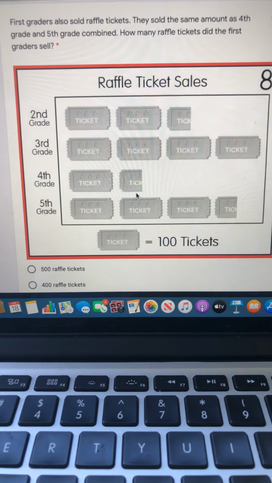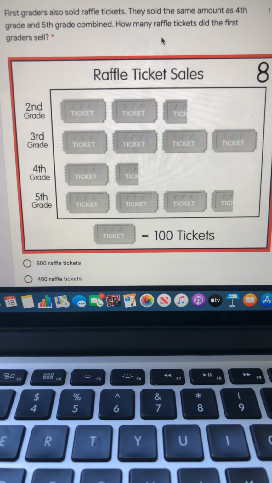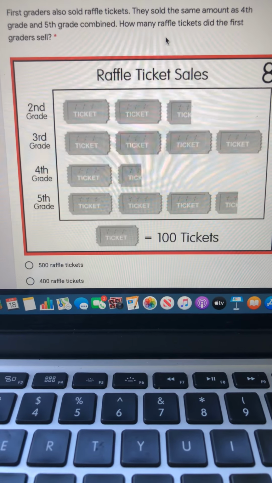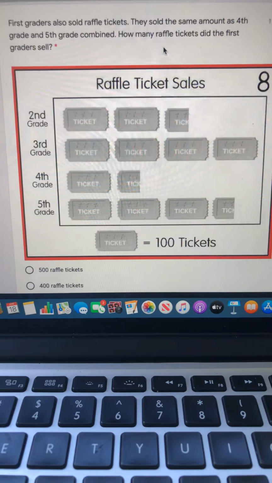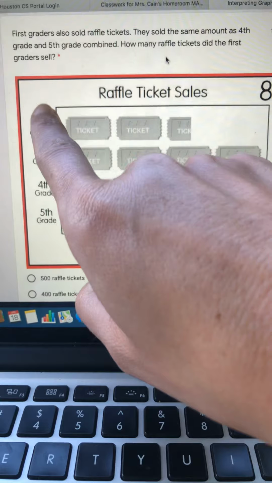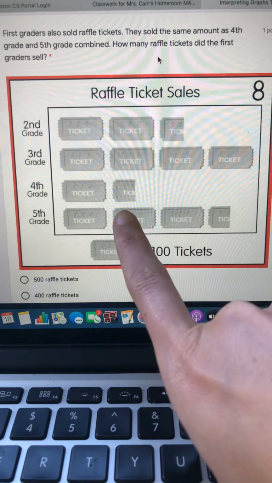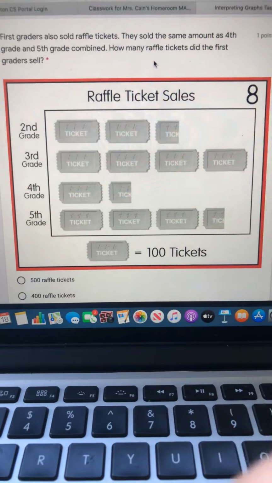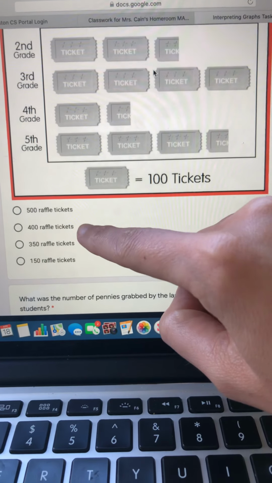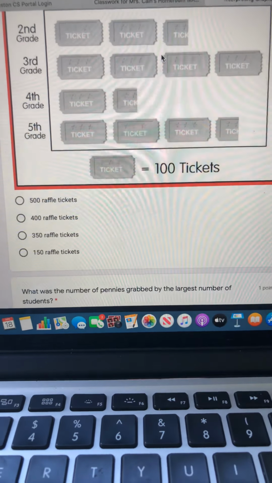I'm sorry, I read that question wrong. Let me read it one more time. 1st graders also sold raffle tickets. They sold the same amount as 4th grade and 5th grade combined. How many raffle tickets did the 1st graders sell? So you know that 1st graders is not on this graph, but they sold the same amount as 5th grade and 4th grade sold combined. So does that mean that 1st grade sold 500 raffle tickets, 400 raffle tickets, 350 raffle tickets, or 150 raffle tickets?